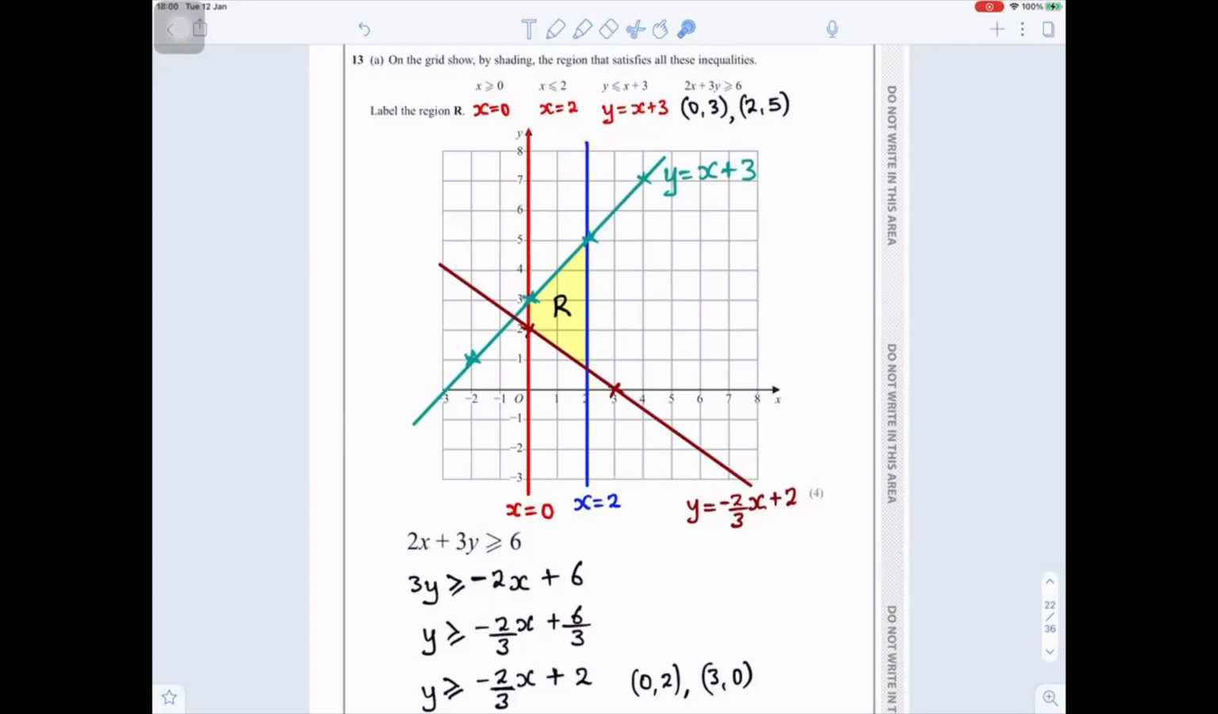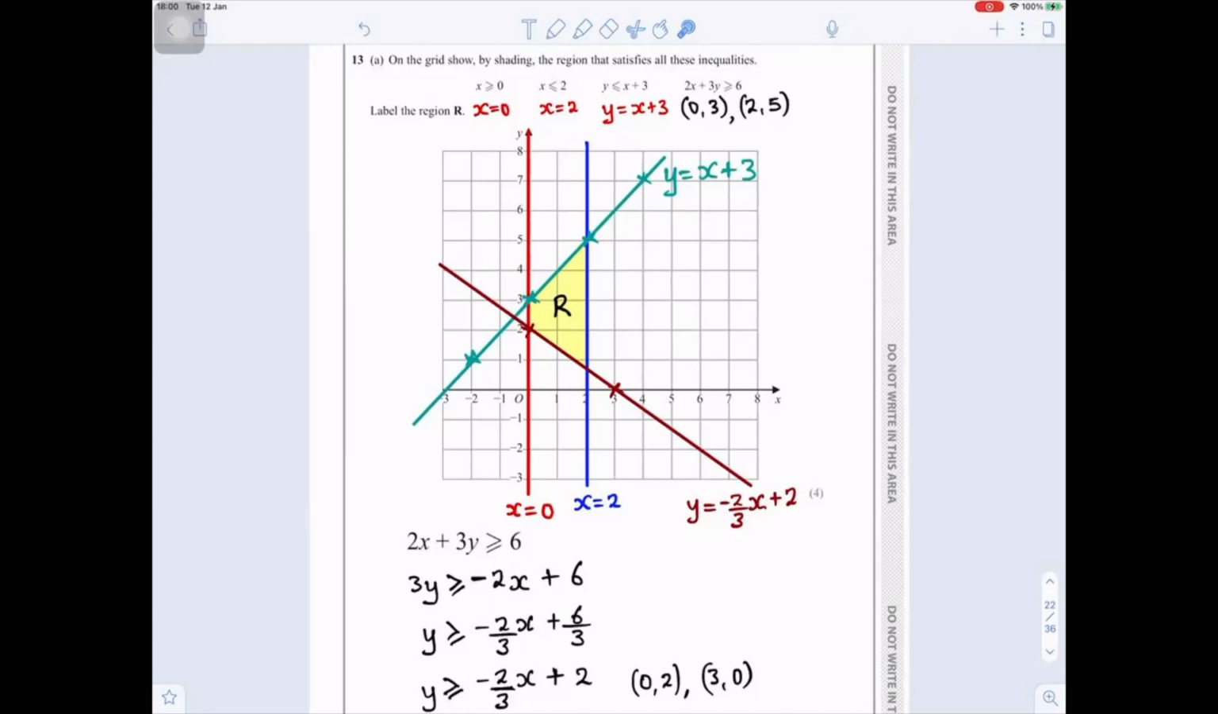And you draw a solid line, x equals 2. The next line, y equals x plus 3. You can work out some values. For example, when x is 0, y is 3. When x is 2, 2 plus 3 is 5, so y is 5. You draw the line y equals x plus 3. That is this green line. And it's a solid line because it's less than or equal to.